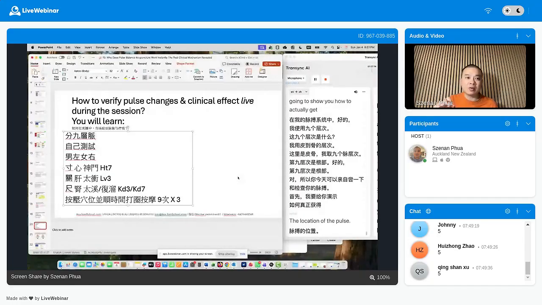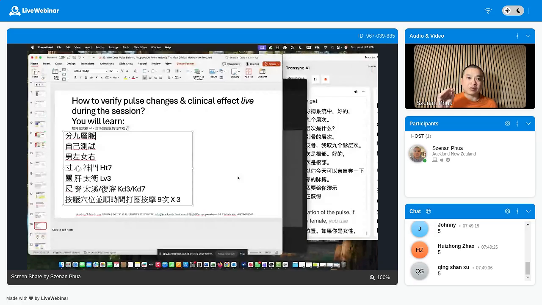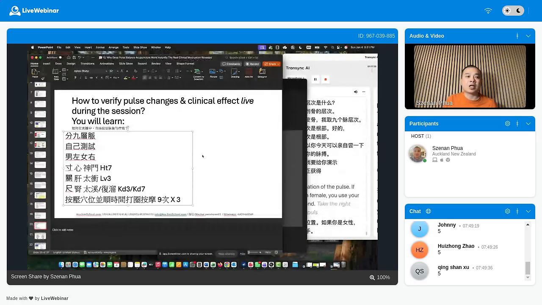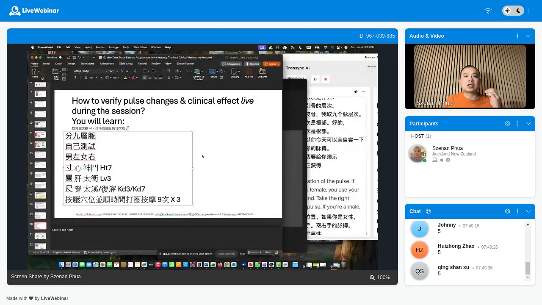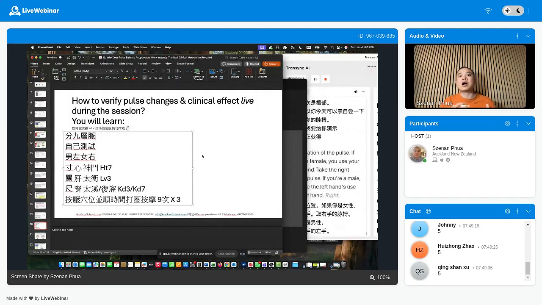If you're female, you use your right hand. Take the right hand's pulse. If you're male, you use your left hand. Right. So I am male. I'm using my left hand.